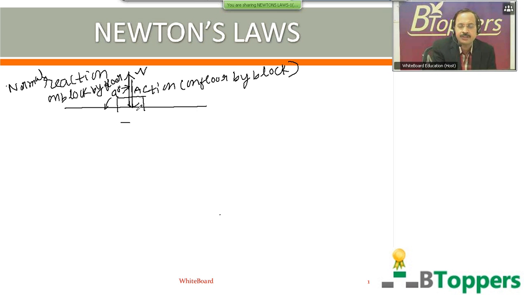Of course, at present I am not discussing a problem. I am just discussing the term normal reaction and how the normal reaction force acts on a body in different situations. When a block is resting on the horizontal floor, the block presses the surface of the floor vertically downwards, so the force exerted on the surface of the floor by the block acts vertically downwards.